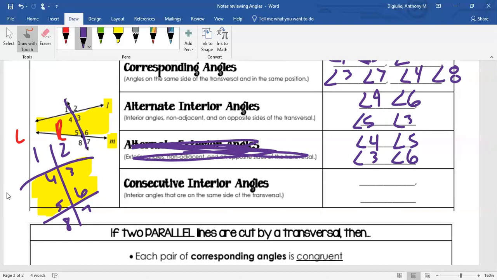And I know I put that in the wrong spot. Draw an arrow up to it. But that's what we're looking at with consecutive interior angles. So those are just the name of it.